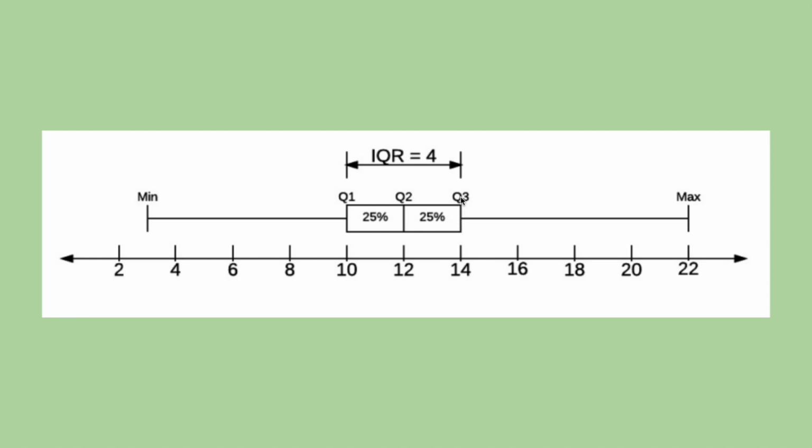The last line, or the end of the box, is quartile 3. Here we have our IQR, or our interquartile range, which basically means the third quartile minus the first quartile. So let's find the values of this data set.